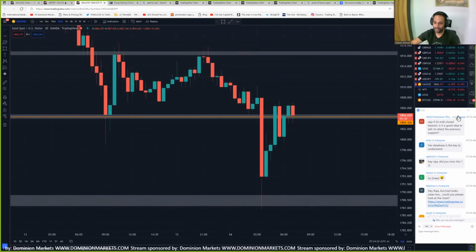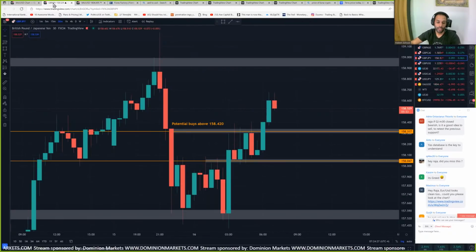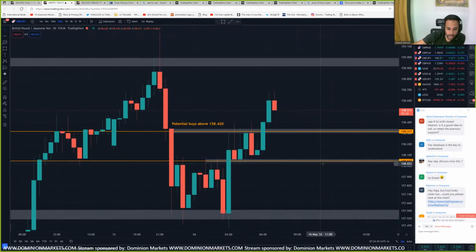If the 30-minute closed bearish, is it a good idea to sell to retest the previous lows? No. I would want to sell below 158. My line has been clearly drawn for buys and sells. I want to sell below 158, and I want to buy at a retest at 158.300.